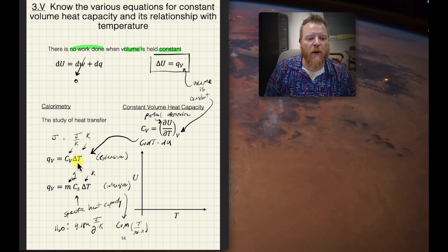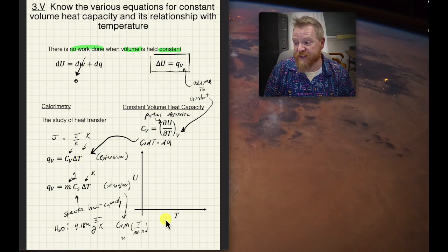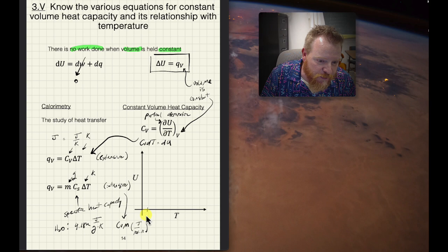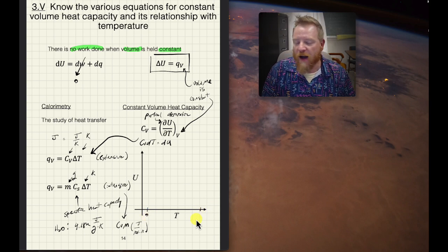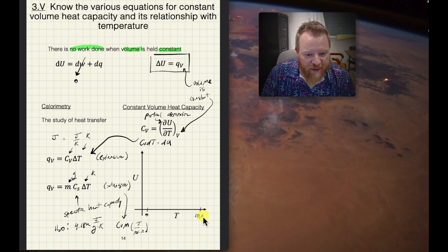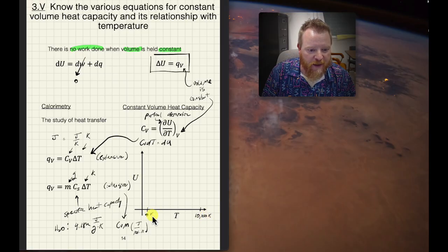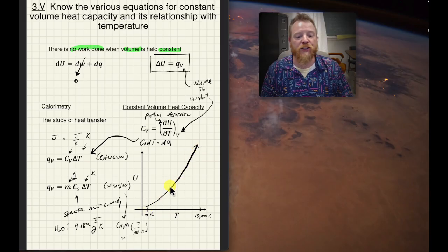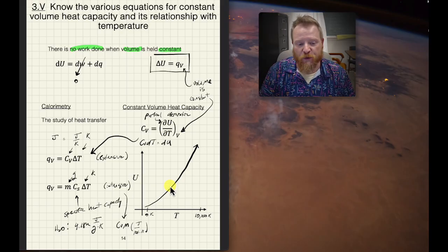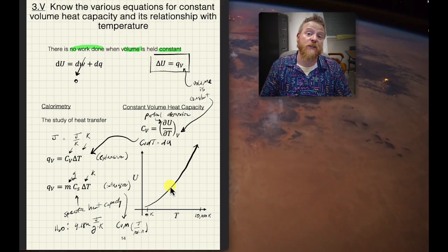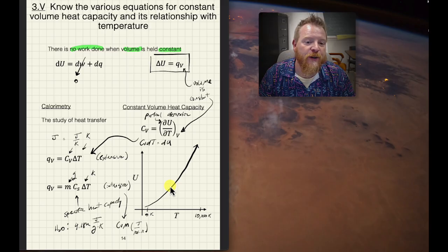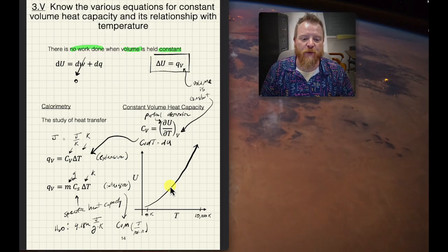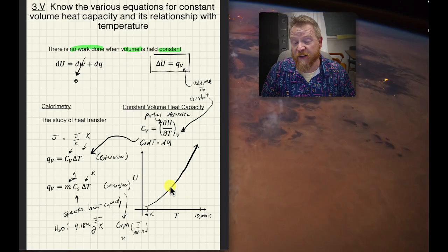Okay. Now if we look at a graph of U versus T over a large range, so let's suppose we start from 0 Kelvin, maybe all the way out to 10,000 Kelvin or something ridiculous like that, there's going to be curvature in this relationship. It's going to look something like this, and generally will increase with increasing temperature because of our relationships: 3/2 RT for an atom, or 5/2 RT for a linear molecule, or 3 RT for a nonlinear molecule. So U increases with T.